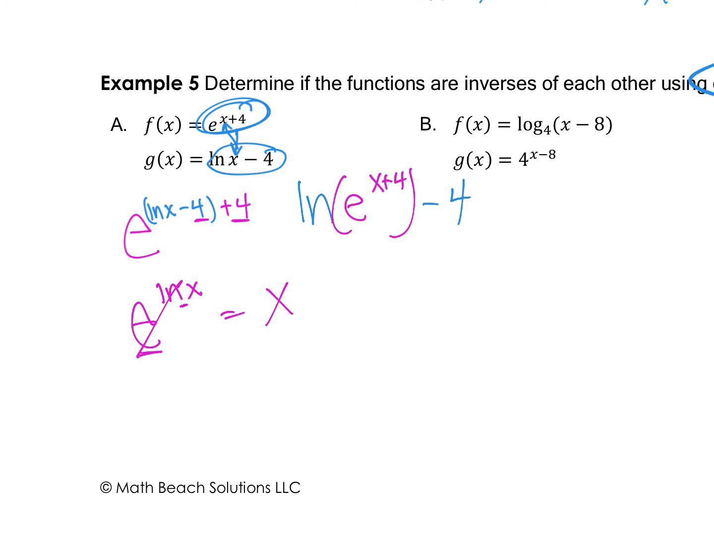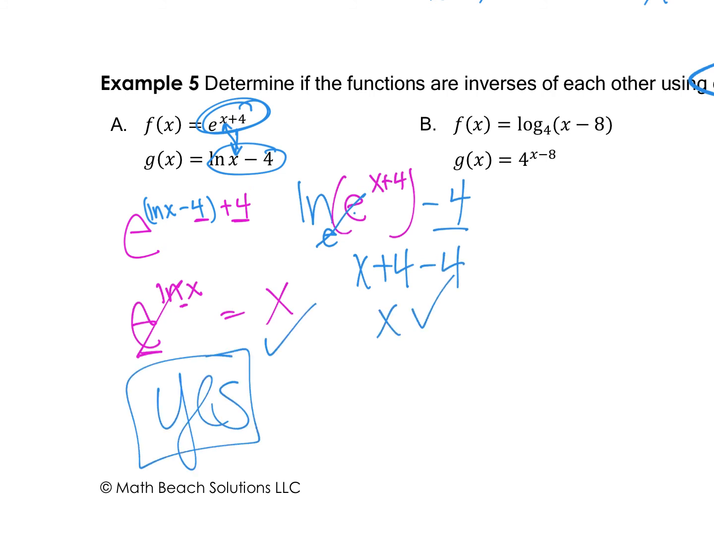So this one, notice my base is e, my base is e here. Those both cancel. I'm left with x plus 4. Then I have a minus 4, which also equals x. So yes, these would be inverses of each other. So you're having to use that property law that we just talked about up above. Bases are the same on a log, on a base of an exponential. They cancel each other, so that way you know what it equals.